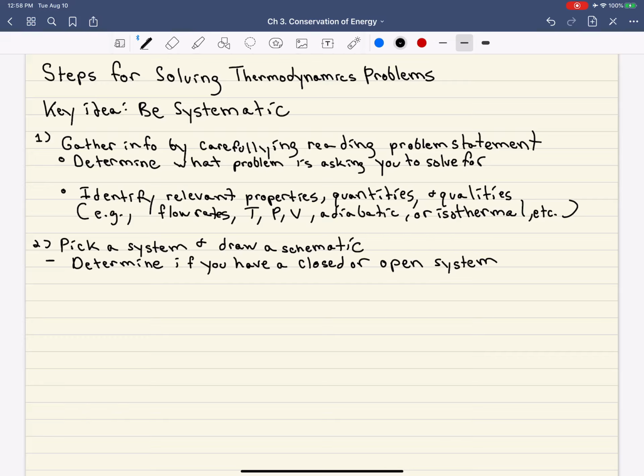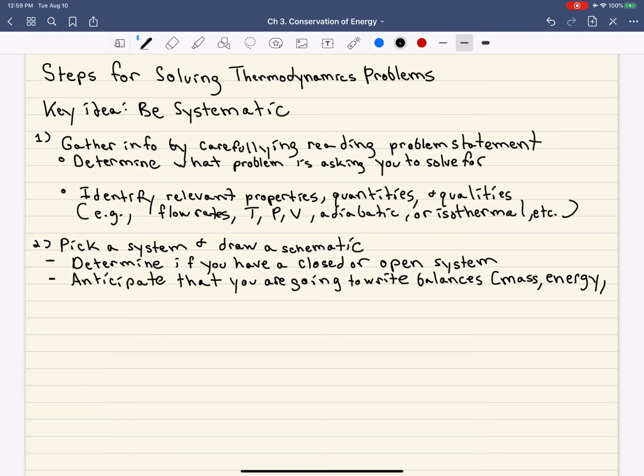And as you're drawing the system, what you've got to anticipate is that you're going to start writing out some sort of balances. So you're going to write balances. And so those will be mass, energy, and once we get to chapter 4, also entropy balances as well.